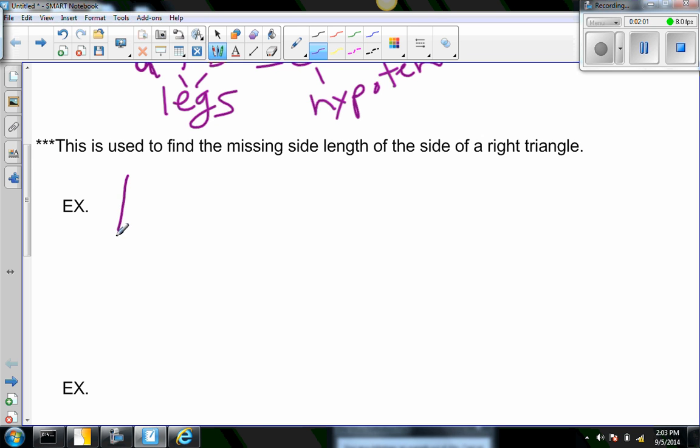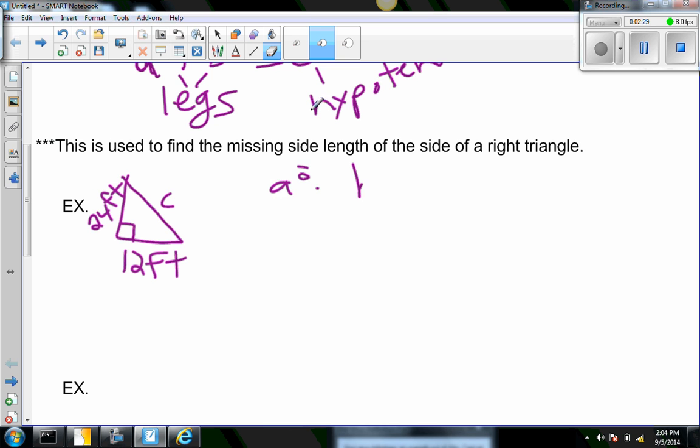So if this is my triangle, and I have 24 feet over here, and 12 feet right here, this makes the right angle, which would make that c. So a and b are the legs right there. And so if I use this formula to find the missing side length, again, when you use a formula, you always start by writing the formula. So a squared plus b squared equals c squared.